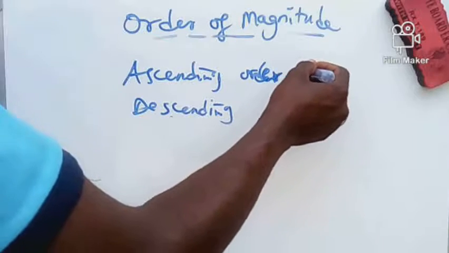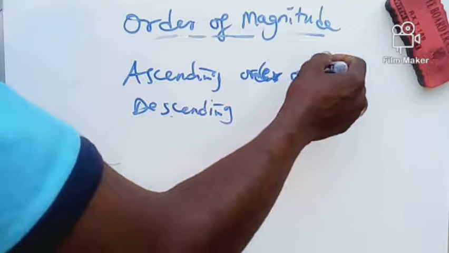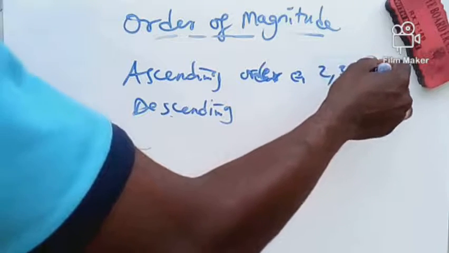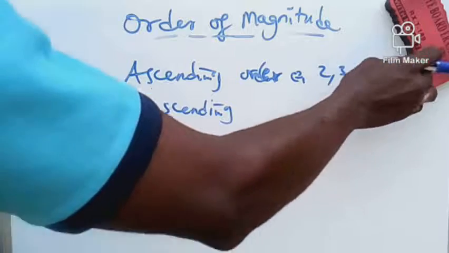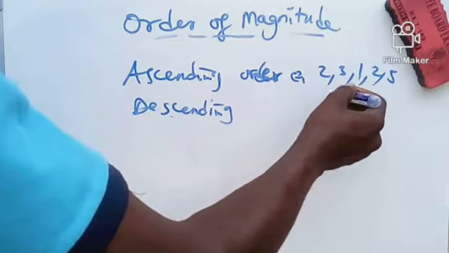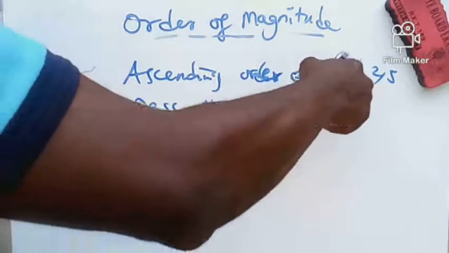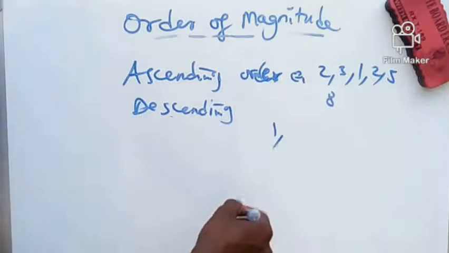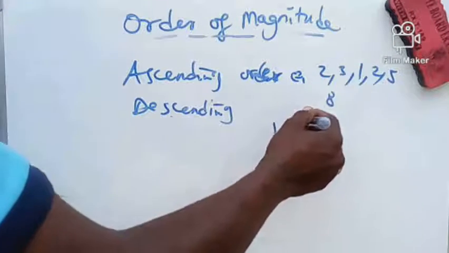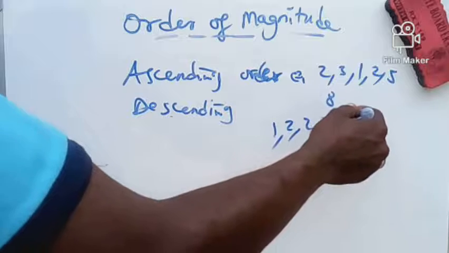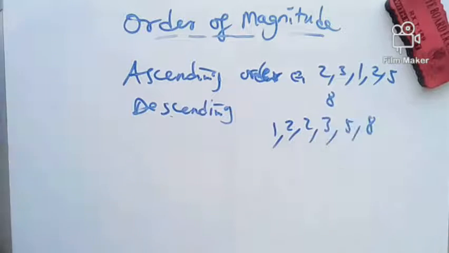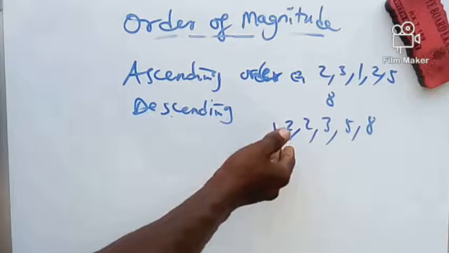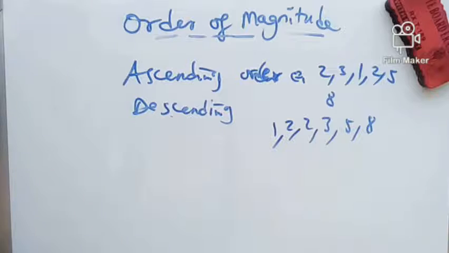Example is, if I have numbers like 2, 3, 1, 2, 5, 8, and I'm asked to arrange these numbers in ascending order, what will come first? 1, followed by who? 2, followed by the next 2, followed by 3, followed by what? 5, and then end with what? 8. This is called arrangement in ascending order, from the lowest number to the highest number.